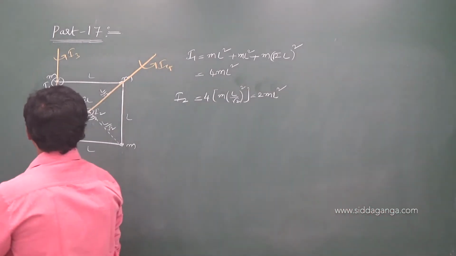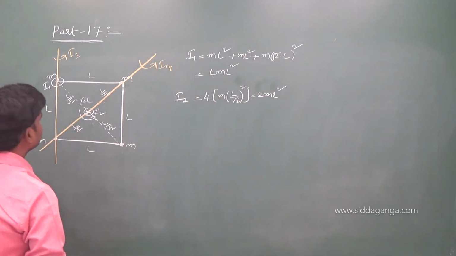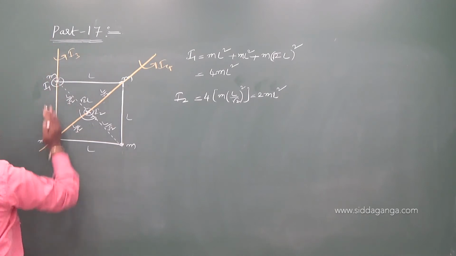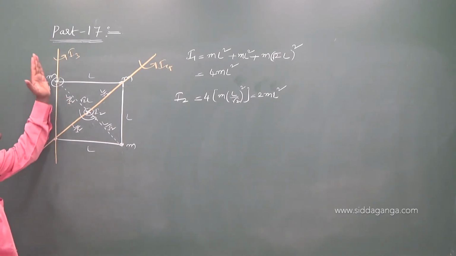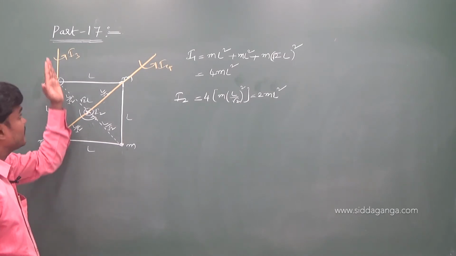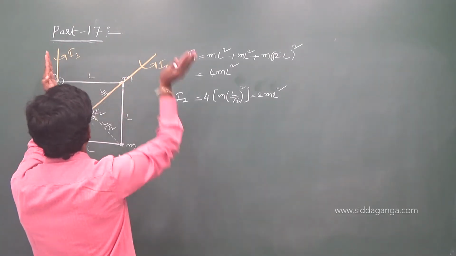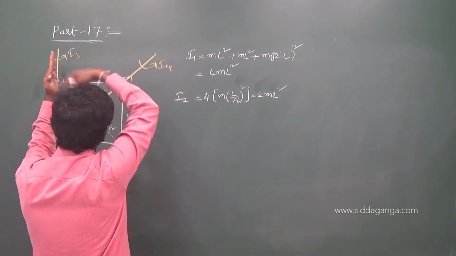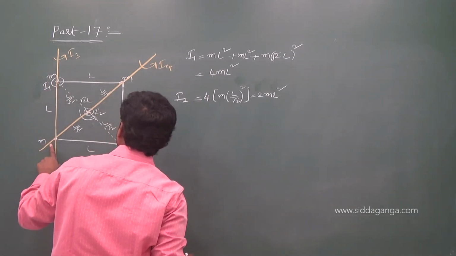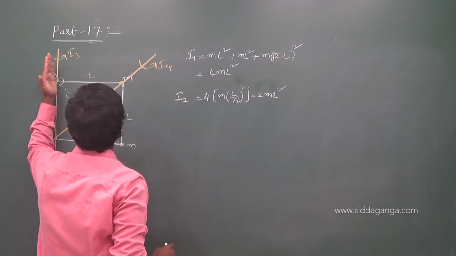Tell me, I3. Where did I write I3? Yes, this line. On this line I wrote I3. In plane. See, there is no cross mark, means this line is in plane. So the body is rotating like this, in this direction, about this axis. Because of this, there is no moment of inertia. Because of this also, there is no moment of inertia, because it is along the axis.